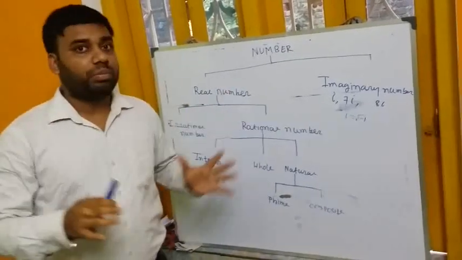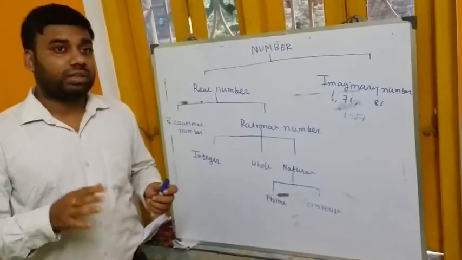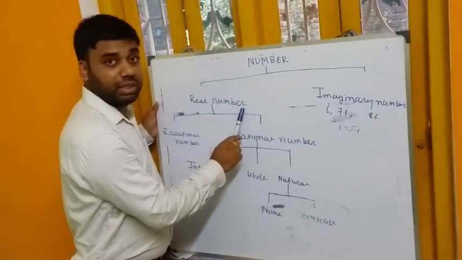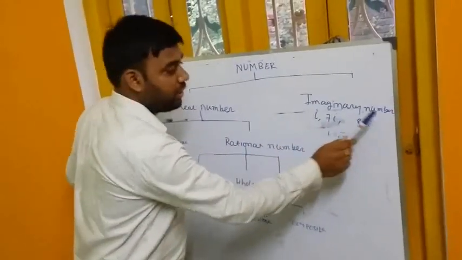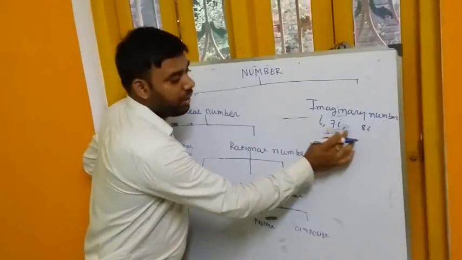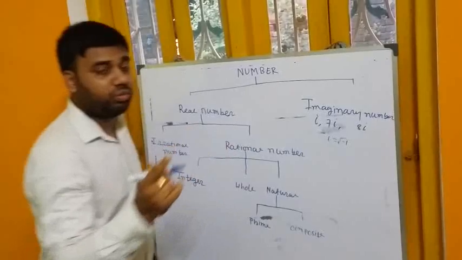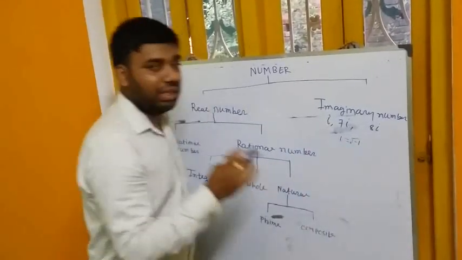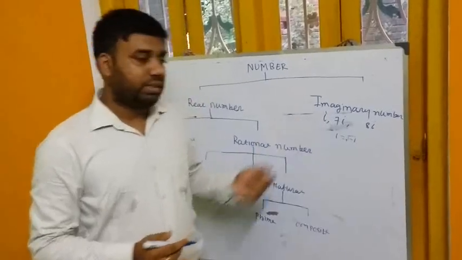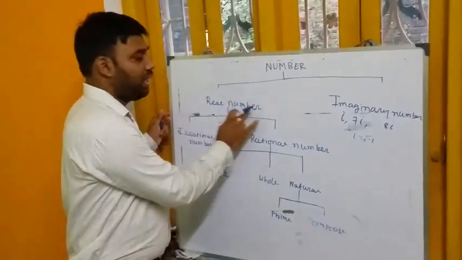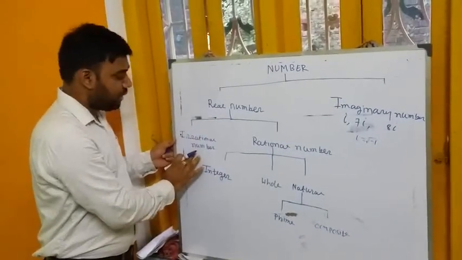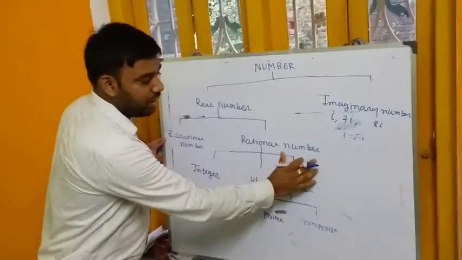So all the numbers in our universe are divided into two branches. First part real number, second part imaginary number. Imaginary number means i, 7i, 8i, where i equal to root of -1. This is not in our syllabus. We will learn it in the higher classes. Let's concentrate on the real number. Okay, real numbers are also divided into two kinds, that is irrational number and rational number.